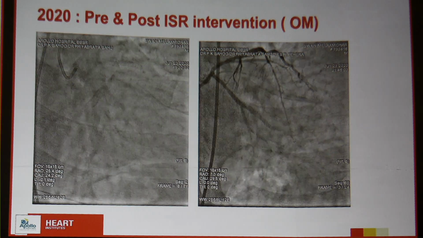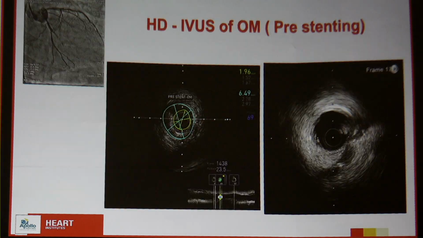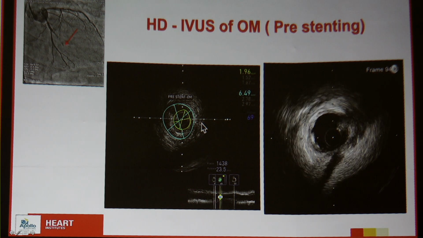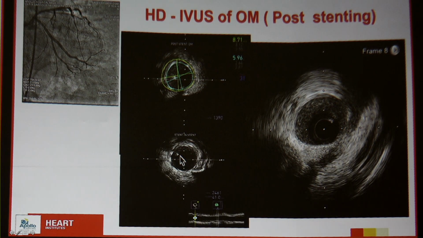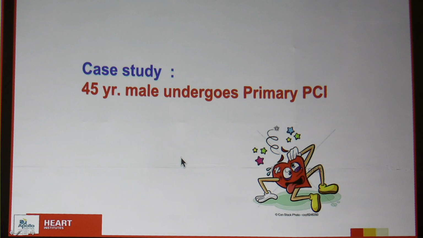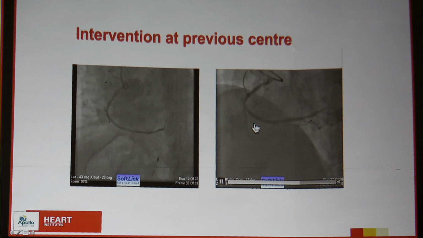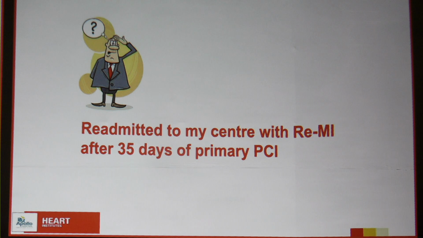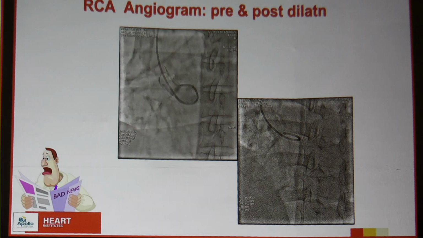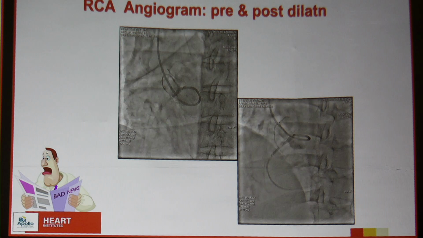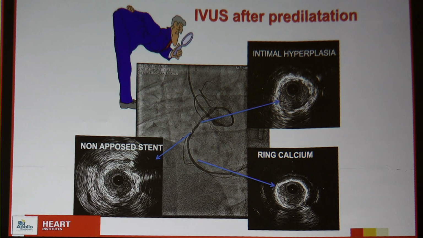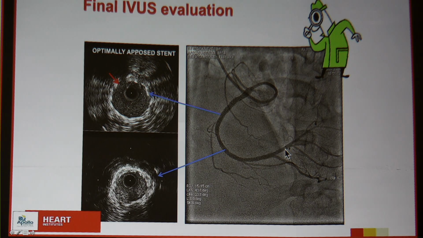In-stent restenosis, you can know the cause of in-stent restenosis, and you can know whether there was neointimal hyperplasia or atherosclerosis, use a cutting balloon and go ahead and stent it. So these are some examples which are stent failures. For example, this patient underwent an angioplasty at a peripheral center. There was no pre-dilatation, no post-dilatation, and within 35 days the patient comes with another MI, and when we see this patient, the stent has already got thrombosed. The reason for the thrombosis was there was some amount of intimal hyperplasia, there was a non-apposed stent, and there was ring calcium. They should have worked much further and should have done the job. And in the final IVUS evaluation, we can see an optimally apposed stent.